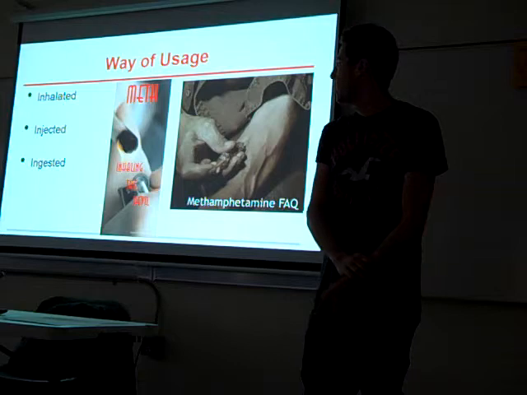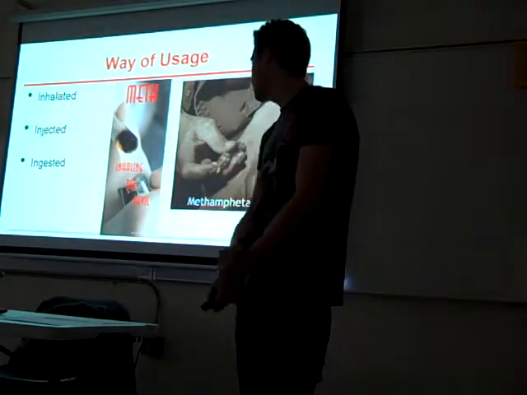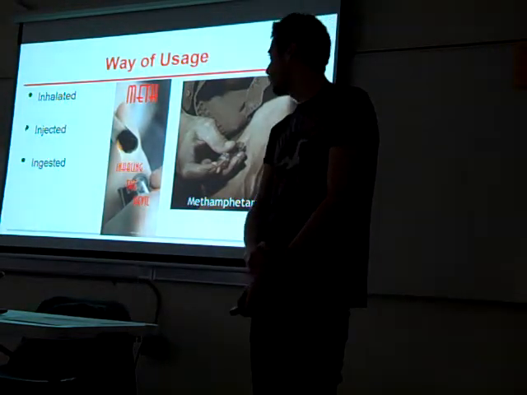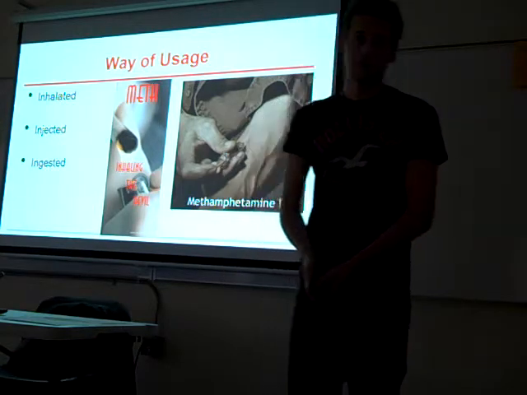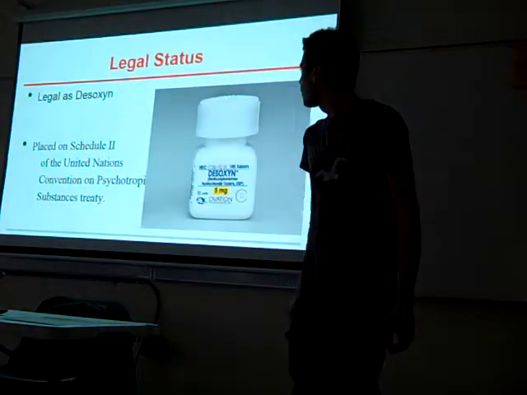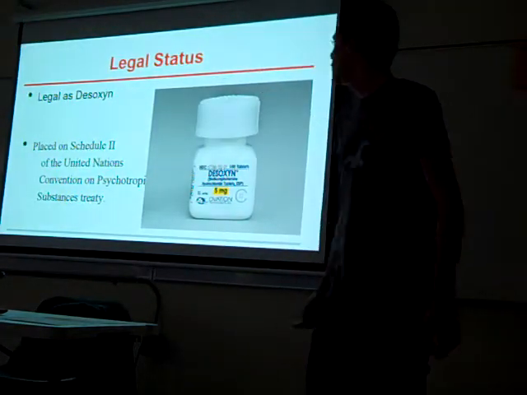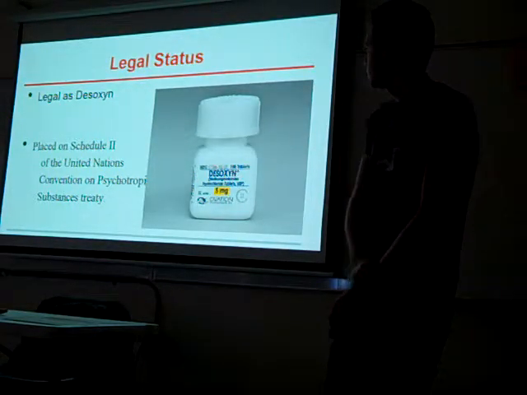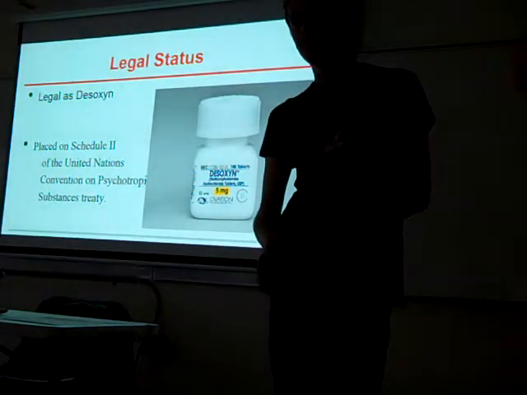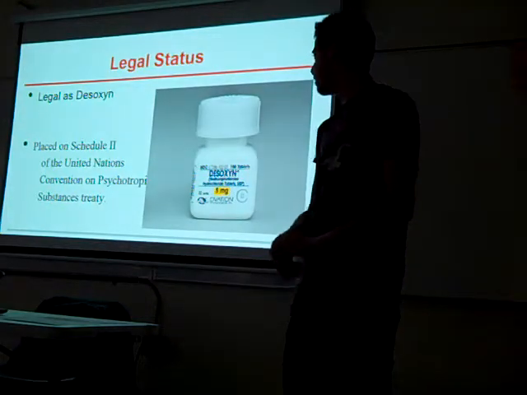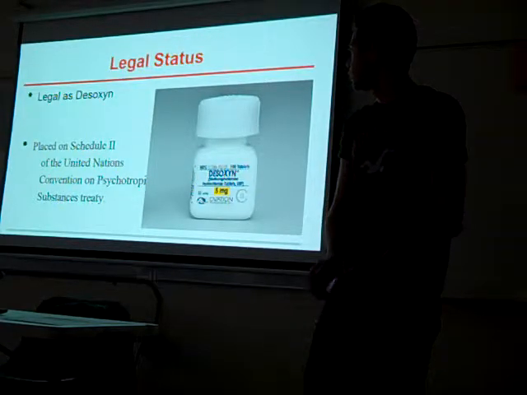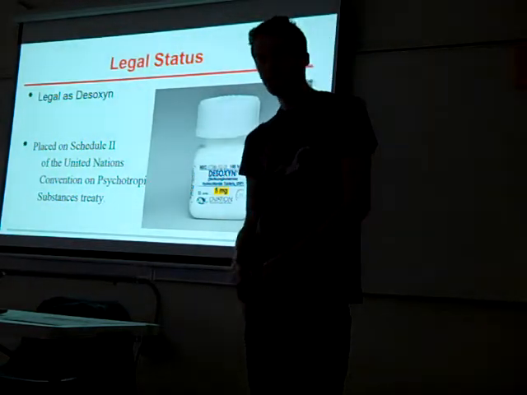The methamphetamine can be inhaled. You can burn it and make a cigarette to smoke. Injected in the blood, you melt the crystal and you inject yourself directly in the blood, or even ingested. The methamphetamine is legal only in the United States under the name of Desoxyn, which is a medication for obesity, and otherwise it's banned based on the Charter of the United Nations Convention on Psychotropic Substances Treaty.